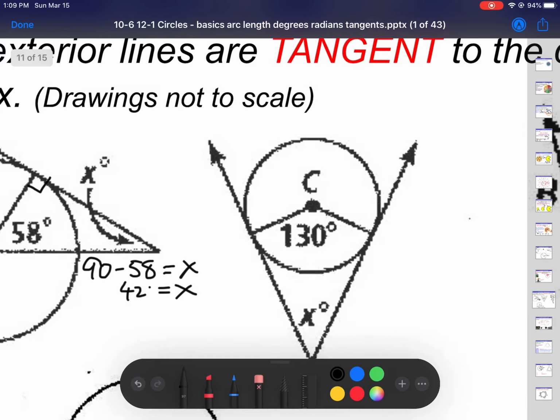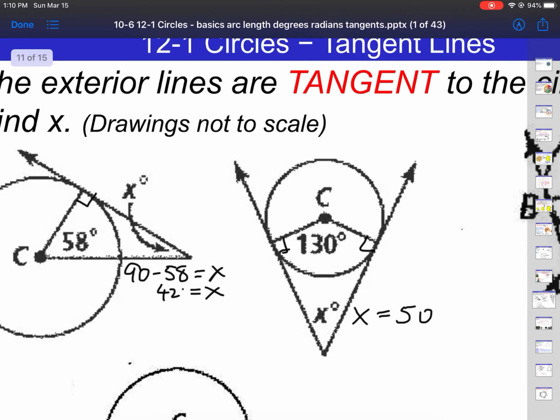Here, we have 2 right angles. And so the sum, there's a couple of different ways of doing it, but it's a quadrilateral, so the sum has to be 360. And we should be getting 50 for our angle. So you can just do 360 minus 180 minus 130. That works.